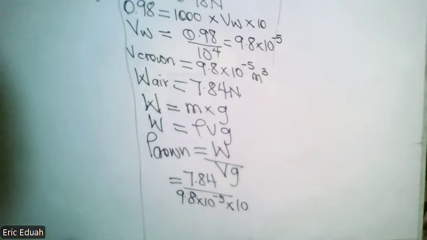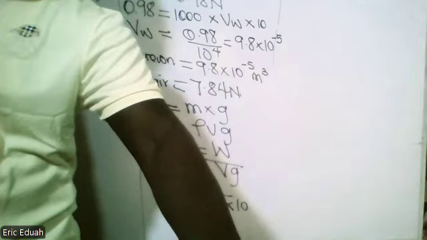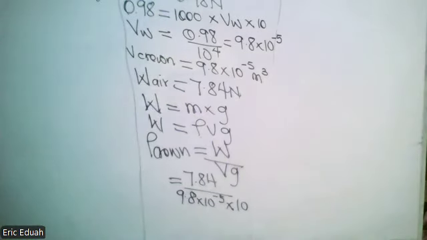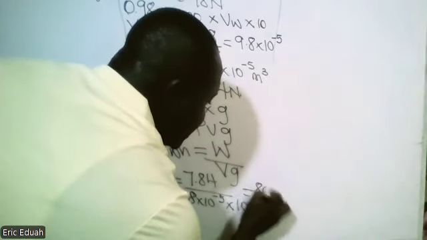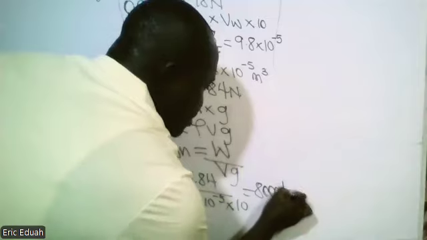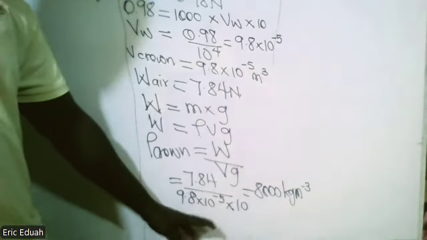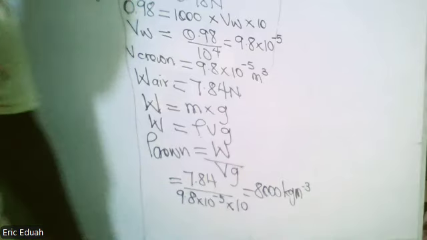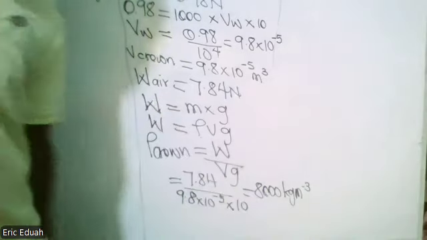So you are 7.84 divided by, please, 8,000. Is that 8? Good. 8,000 kilogram per cubic meter. Yes, I saw that some of you used gravity to be 9.8. Yes, 9.8. So it changed the value a little bit. Okay.